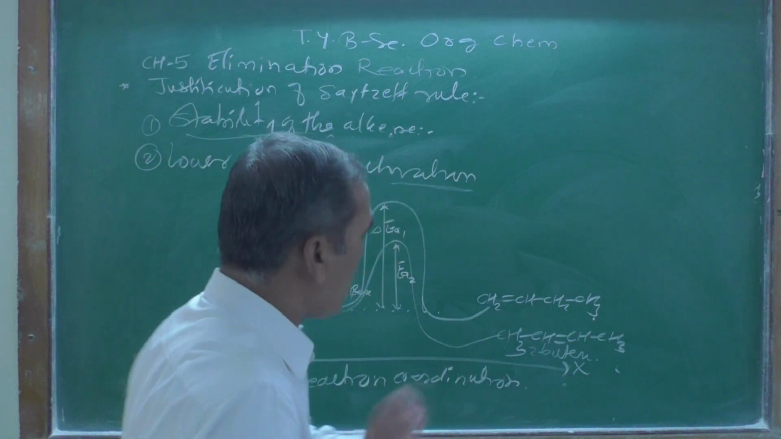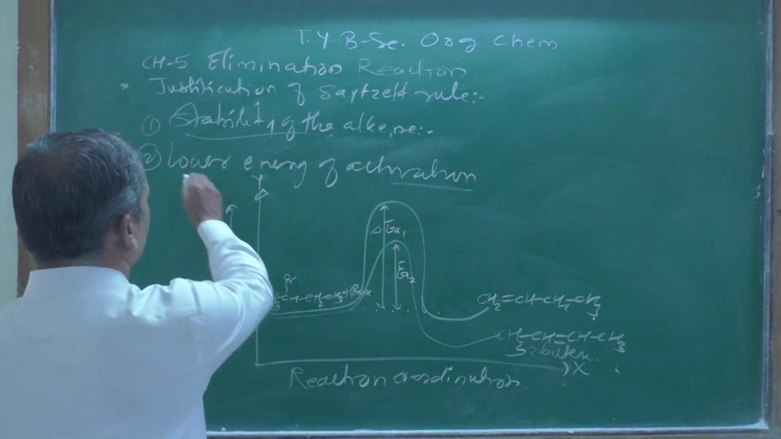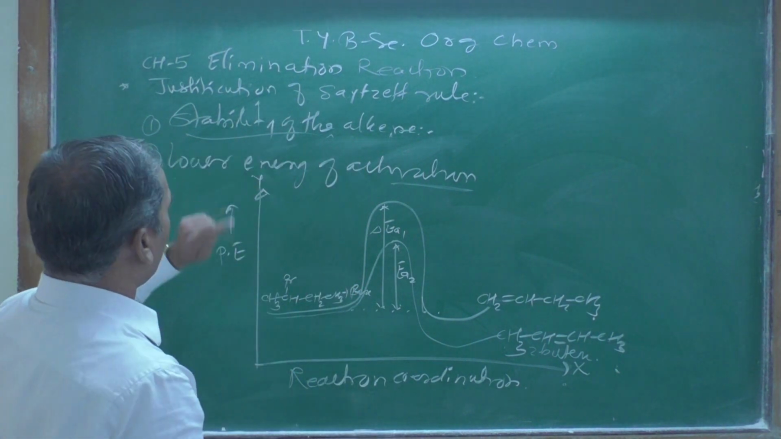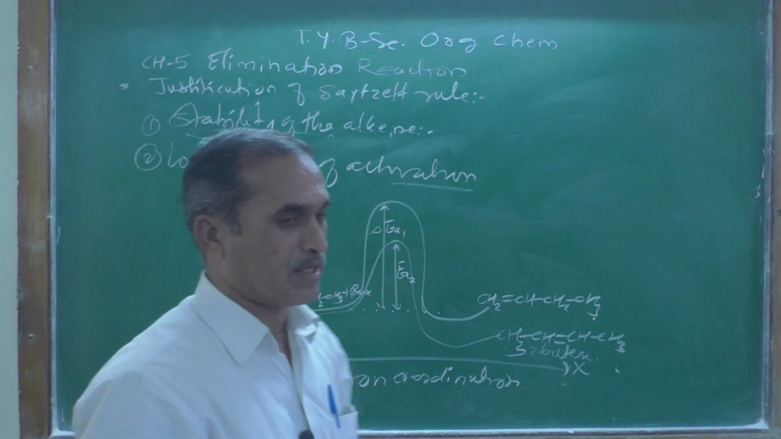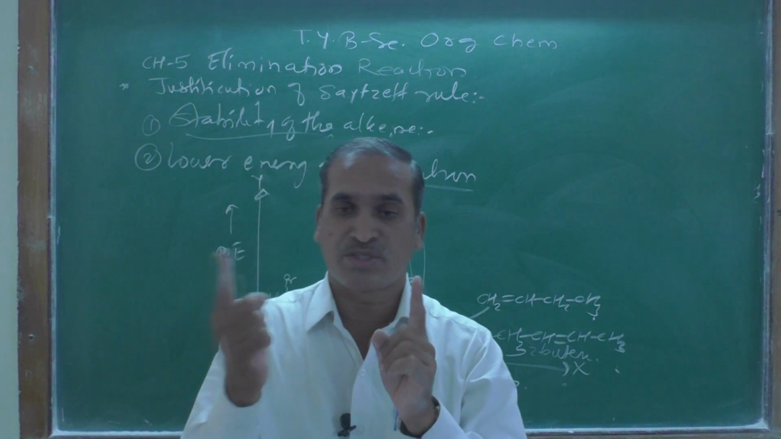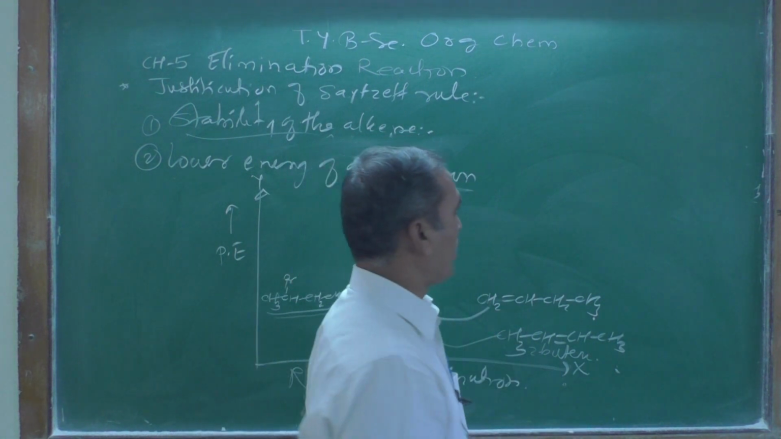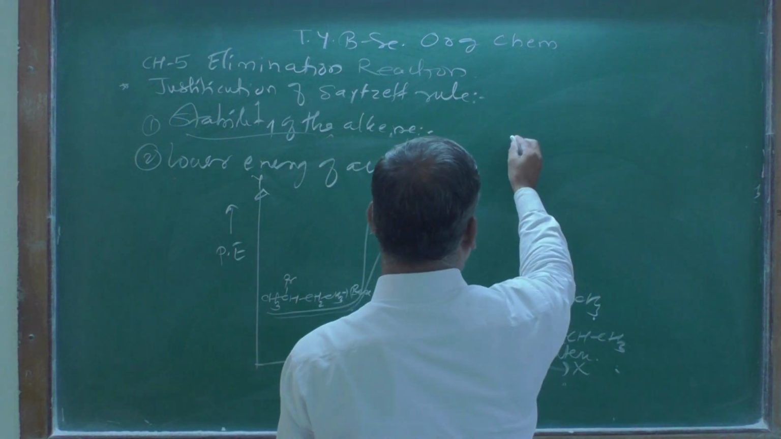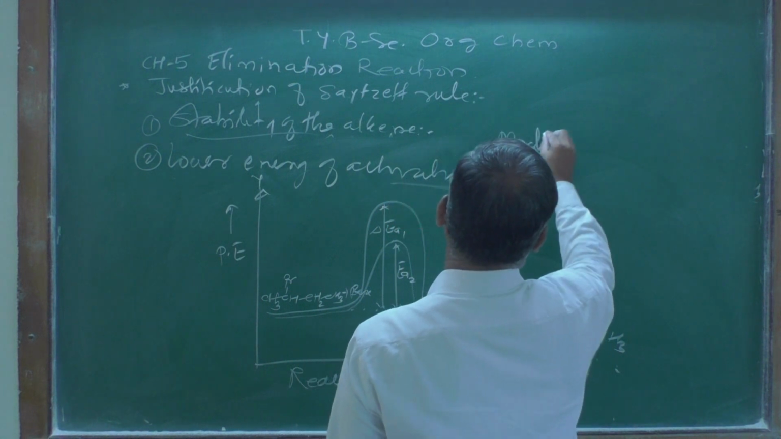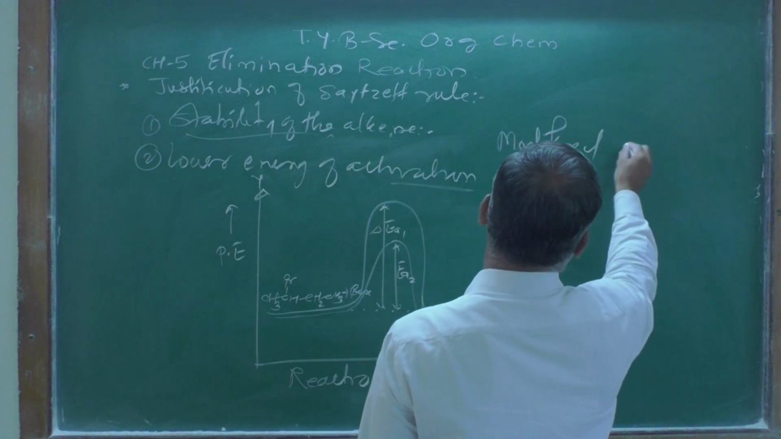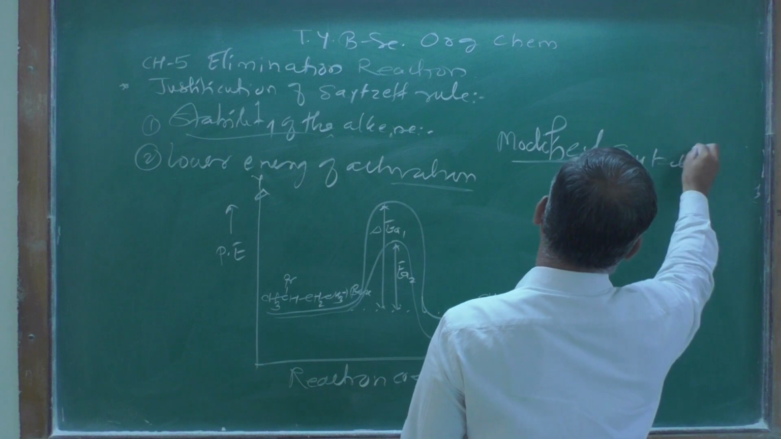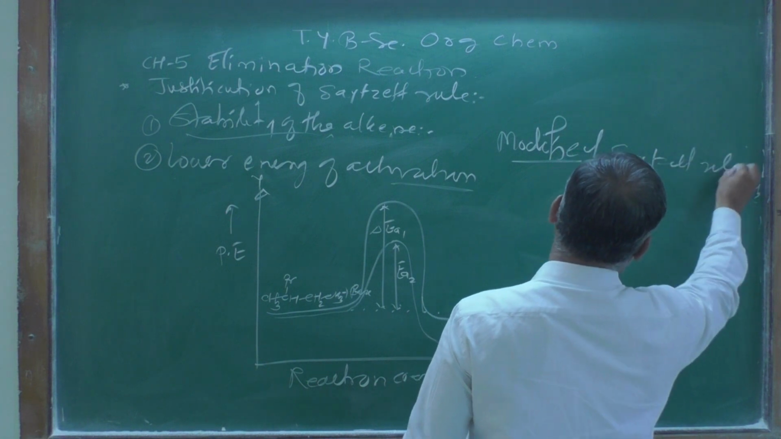in this case, now by knowing these two factors, one is the stability of the alkene, second is the lower energy of activation, now the CH-5 rule can be modified. Modified means the modified definition of the CH-5 rule. Modified CH-5 rule. What is that modified CH rule?